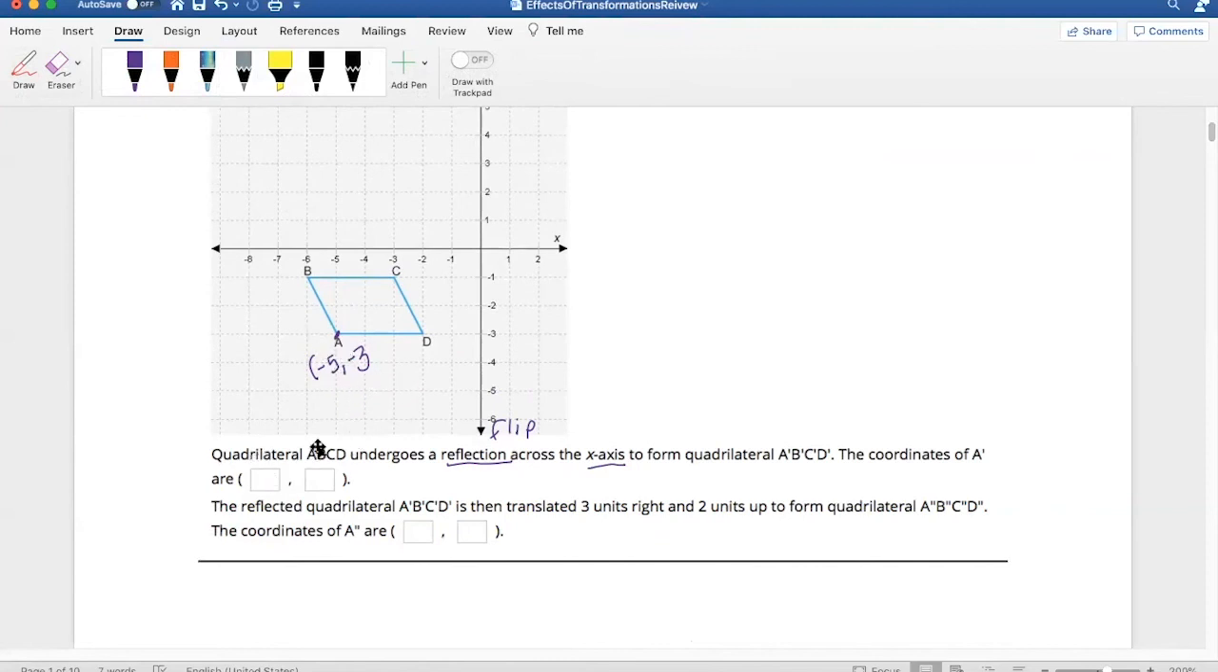it says it's going to undergo a reflection, which is also a flip across the x-axis to form quadrilateral A prime, B prime, C prime, D prime. And again, that prime or that little one mark there is just to let us know that is the image after we have done the transformation. They want us to know, where does coordinate A prime end up?